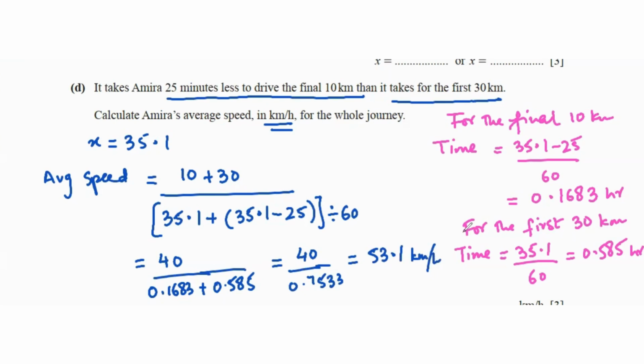If the blue part doesn't make sense, just look at the pink part, because I've split the time and how we convert it into hours, and what's the time for the final 10 kilometers and 30 kilometers separately. So that's easy to understand what is happening in the denominator over here.